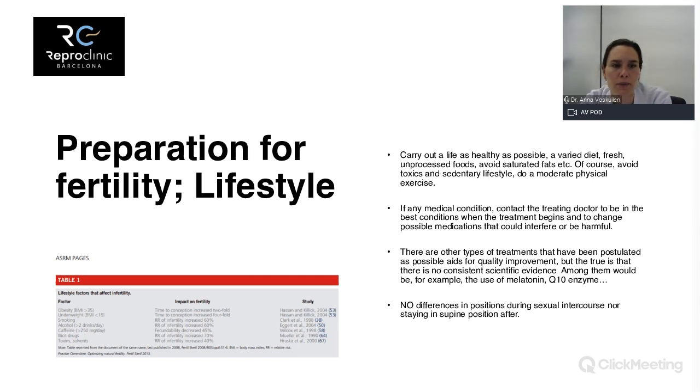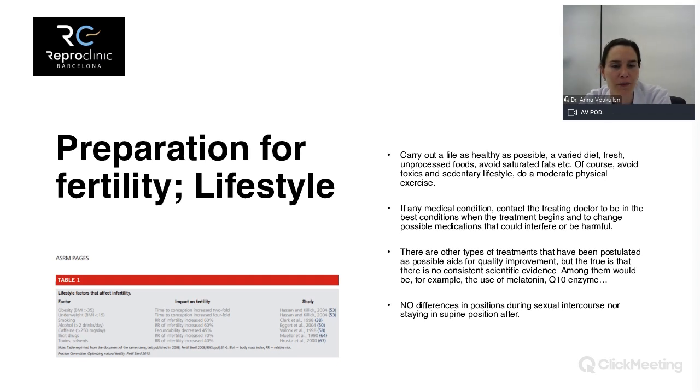Also, there are other types of treatments that have been postulated as possible aids for quality improvement of the eggs, but this is more for assisted reproductive techniques, like melatonin, CoQ10, all these things. But there's no strong, consistent scientific evidence to say that it really helps a lot to change the quality or possibilities of achieving a pregnancy, at least not in normal fertility, trying naturally at home.